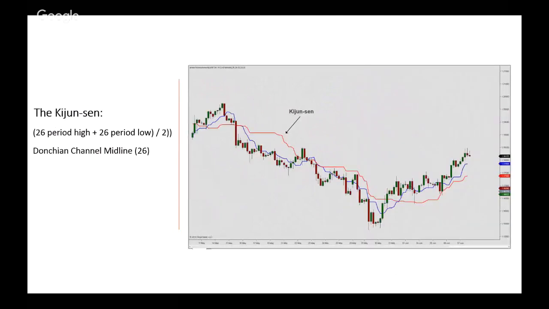And then we have the Kijun-sen, which applies the same formula on a 26 period, so 26-period high plus 26-period low divided by 2. The relationship between these two is similar to that of a 9 and a 26 period moving average. The 9 period is faster, of course, and follows the price quite closely, and the 26 period is slower. And these two periods, by the way, are the same as those used to calculate the MACD. And that's really what this indicator is as well. It's very much a momentum indicator in 5 time frames, basically.